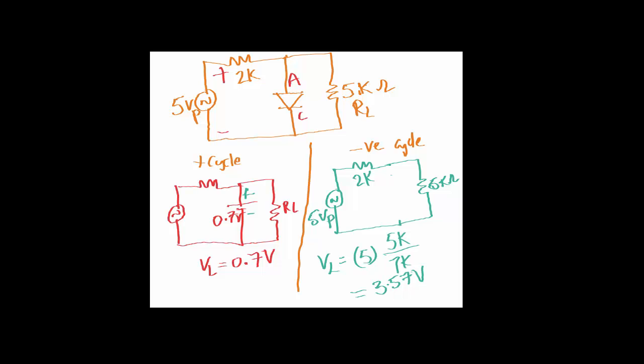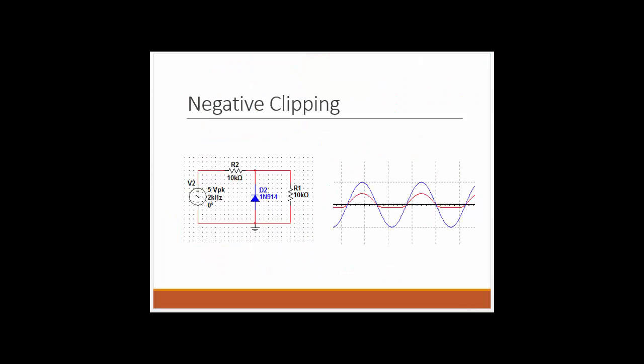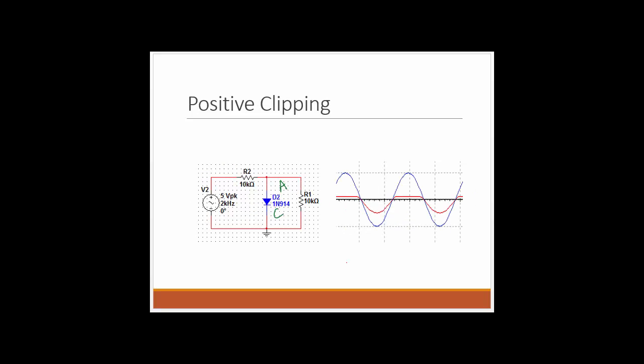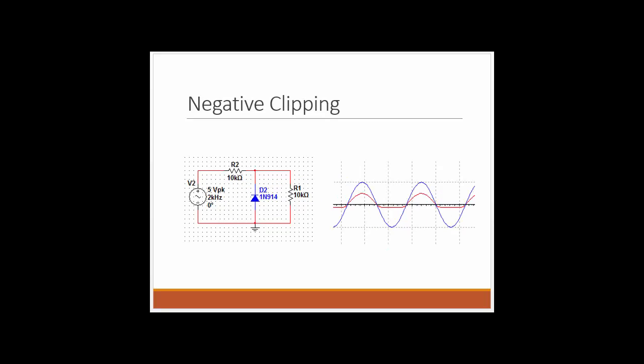So 0.7 volts during the positive half cycle, 3.57 volts during the negative half cycle. So if you draw the output voltage, it will clip the positive cycle, but it won't clip the negative cycle. Here I have 0.7 volts, and on the negative peak, I have 3.57 volts. Negative clipping. As you can see, there is a difference between this circuit and this circuit in the orientation of the diode. In the positive clipping, you will see the anode on the top, cathode at the bottom. In the negative clipping, the cathode is going to be on the top, whereas the anode is going to be at the bottom. So it will behave exactly opposite.